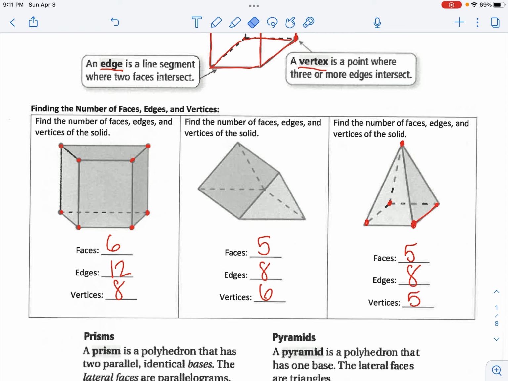Okay, for edges, so I would have 1, 2, 3, 4, 5, 6, 7, 8, 9. I forgot my top one. Okay, so go back and change your edges to 9 on that one. See, so it's easy to make a mistake. Okay, so if you want to go back and check your answers, that would be smart.